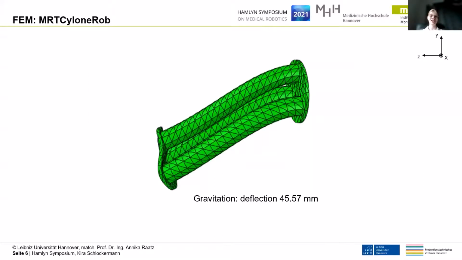Initially, analyses were performed using finite element analysis without granular jamming, like we can see here. Here it became clear that the actuator yields under gravity with a deflection of 45.57 millimeters. On the one hand, this deflection can be exploited for later use. If, on the other hand, this is disturbing, it can be prevented with the help of granular jamming.